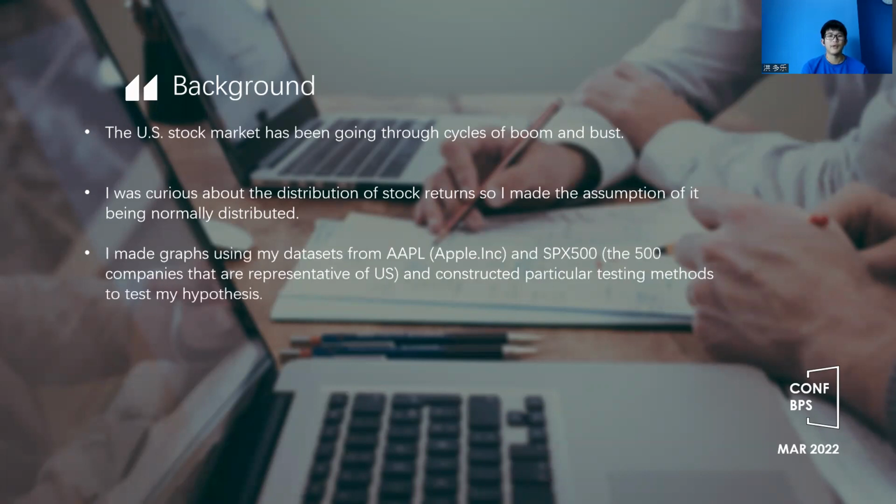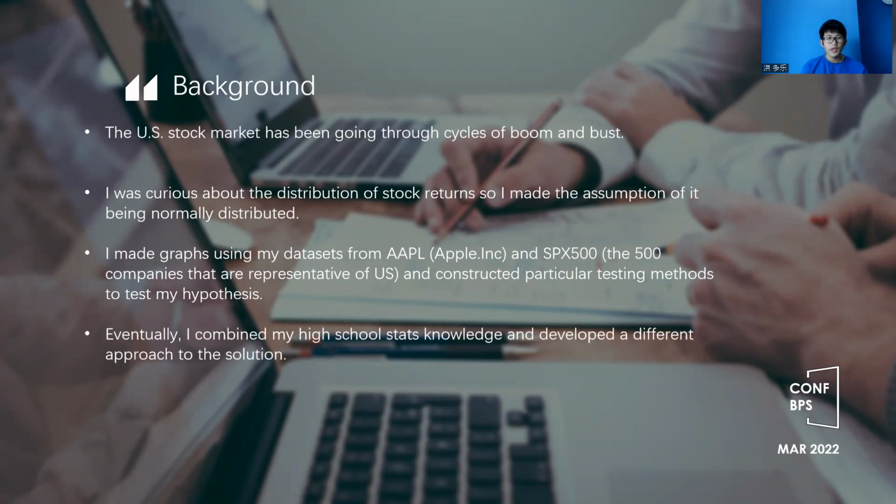I made graphs using my datasets from AAPL, also known as Apple Inc., and the S&P 500, which is the 500 companies that are representative of the United States. I've also constructed particular testing methods to test my hypothesis.